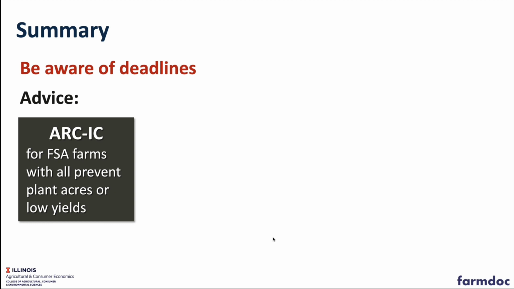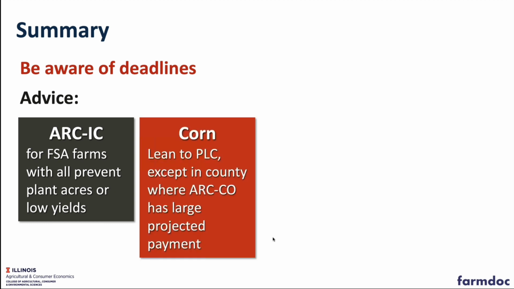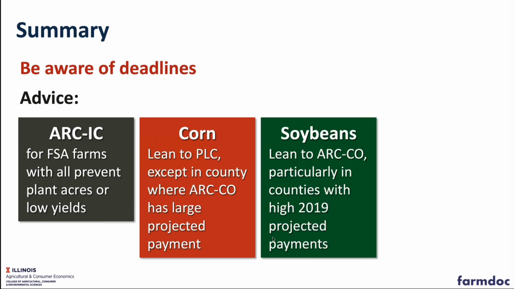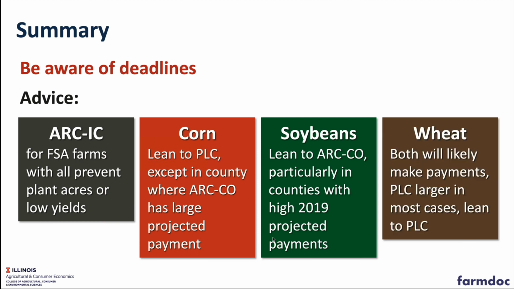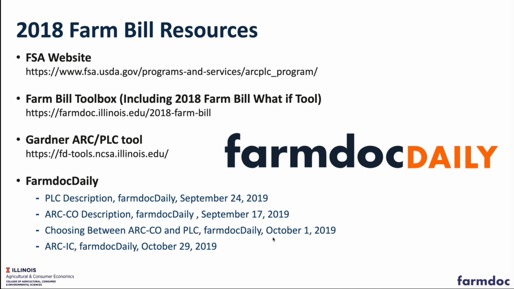And our advice: look at ARC IC, not to sound like a broken record, but lean to PLC except where you have a high ARC County payment. Lean towards ARC County for soybeans, and lean to PLC for wheat. So that's what we have here. We also have these resources, so you can look at those resources available on our Farm Bill website.